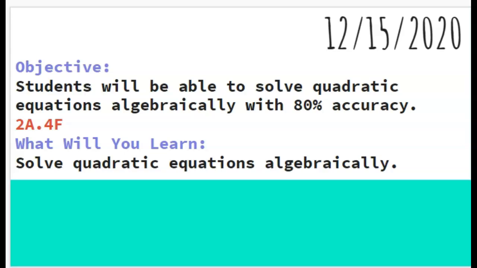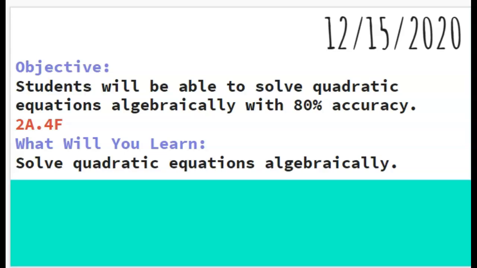Today what we're going to work on is solving quadratic equations algebraically. When you see the word algebraically and you hear me say it, there are certain things that should come to mind for you. Certain things such as balancing equations, using inverse functions. What you do to one side, you must do to the other. Those types of things. That's what we're going to start doing with quadratic equations.